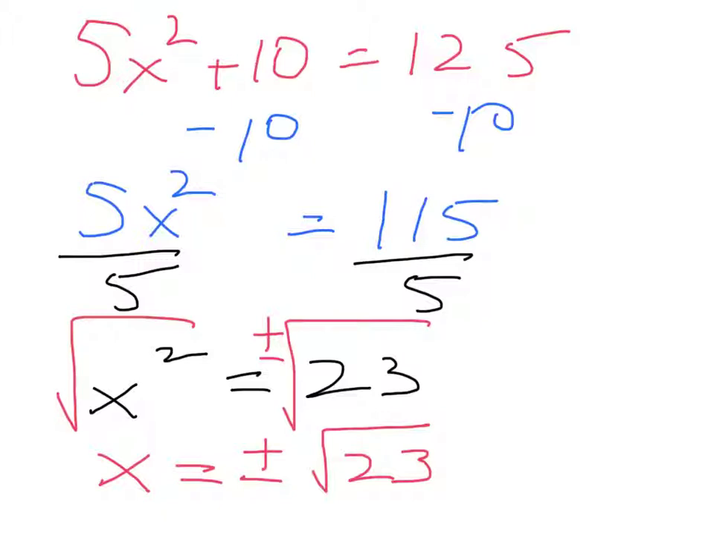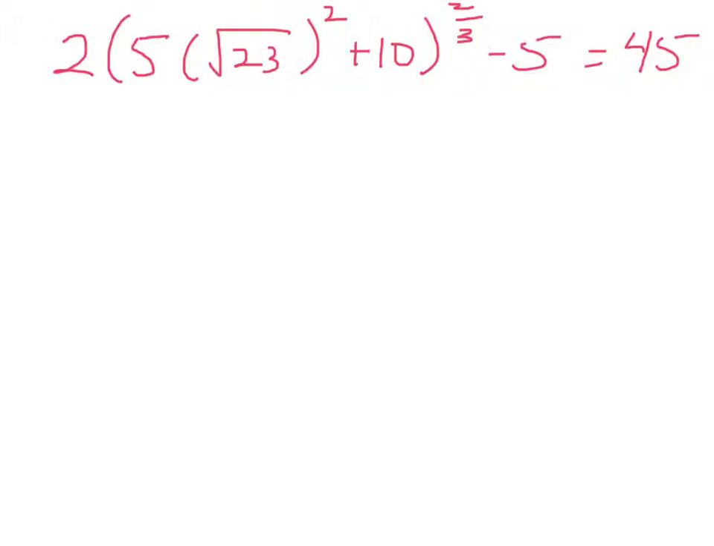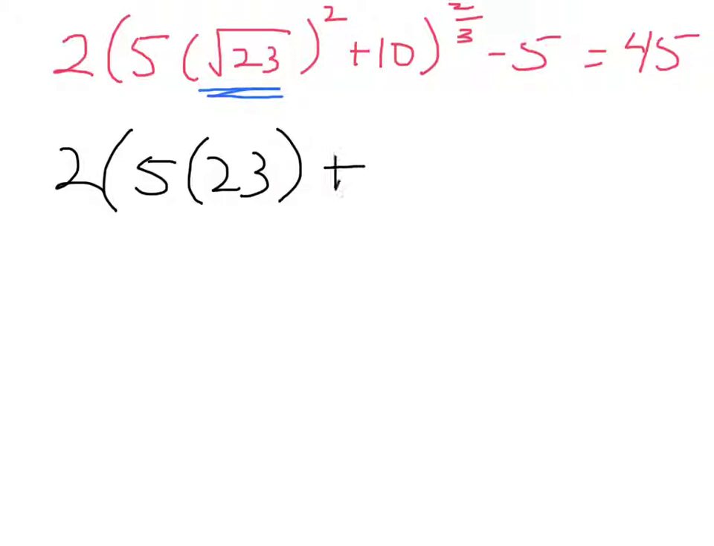Well, I was instructed to check for extraneous solutions. So let's go back to the original problem. So what I've done is I have substituted the square root of 23 in for my x. And so I had 2 times (5x squared plus 10) to the 2/3 minus 5 is equal to 45. So I'm squaring the square root of 23. So I have 2 times (5 times 23, because the square root of 23 squared is 23, plus 10) to the 2/3 minus 5 equals 45.